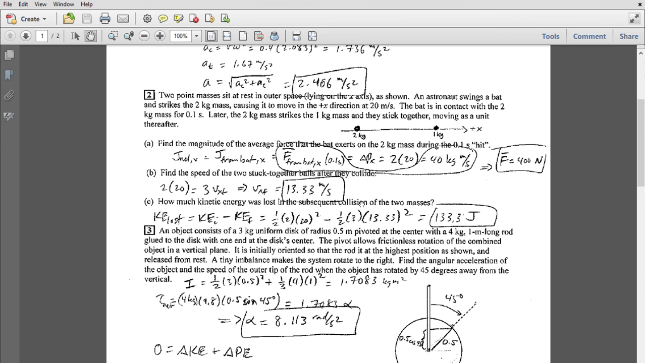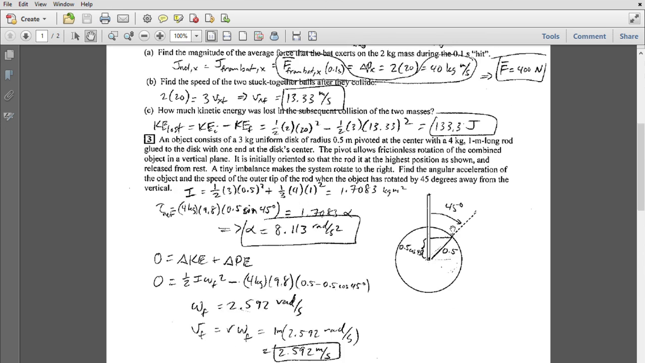C. How much kinetic energy was lost in the subsequent collision of the two masses? Well, the kinetic energy that's lost is equal to the initial kinetic energy minus the final kinetic energy. So that's 1/2 mv squared for just the 2 kilogram mass and its initial speed, and then 1/2 mv squared for the final mass and its final speed. And when we do that, we get 133.3 joules of kinetic energy that's lost.